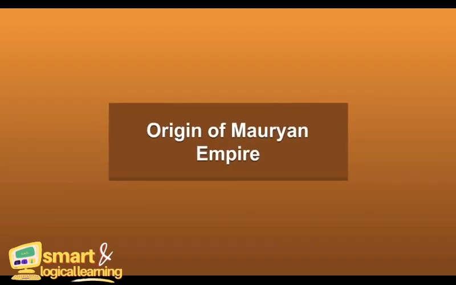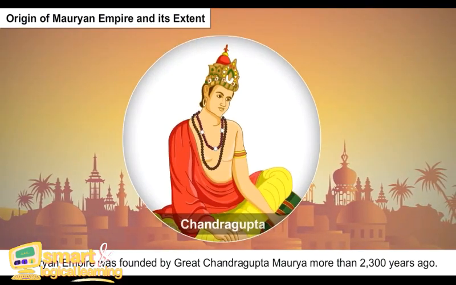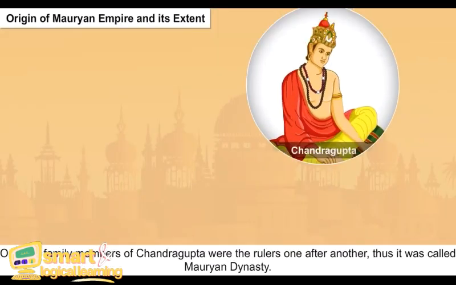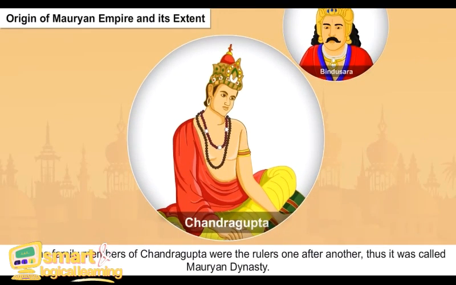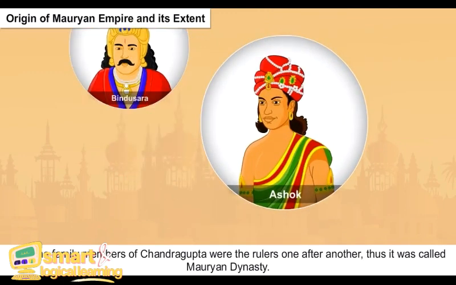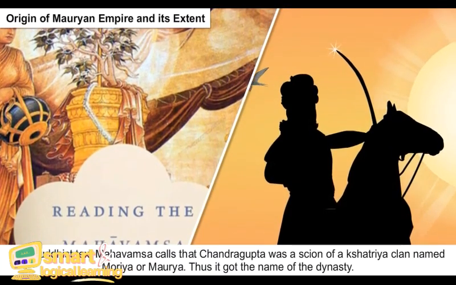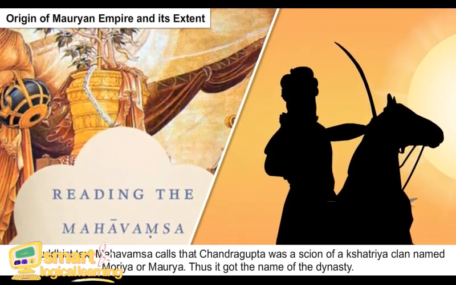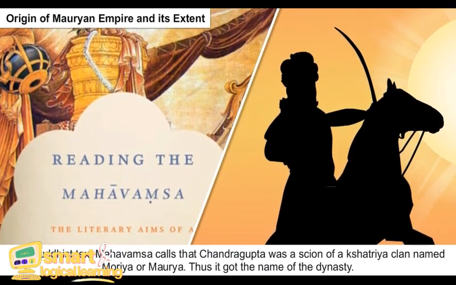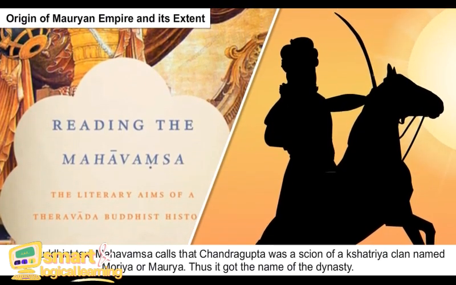Origin of Mauryan Empire. Mauryan Empire was founded by great Chandragupta Maurya more than 2300 years ago. Only the family members of Chandragupta were the rulers one after another. Thus, it was called Mauryan dynasty. The Buddhist text Mahavamsa calls that Chandragupta was a scion of Kshatriya clan named Maurya. Thus, it got the name of the dynasty.